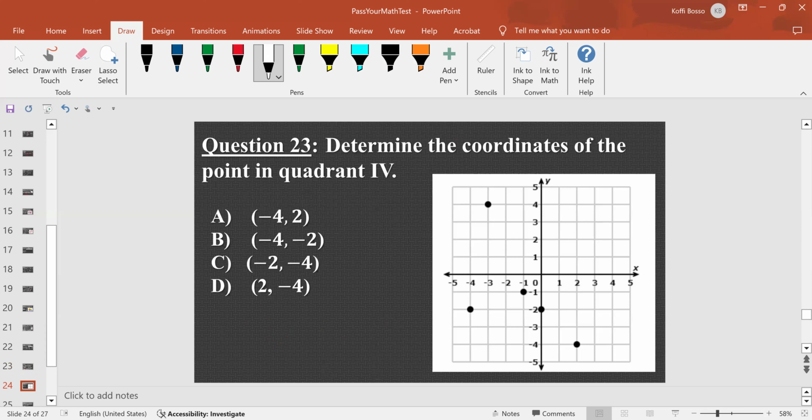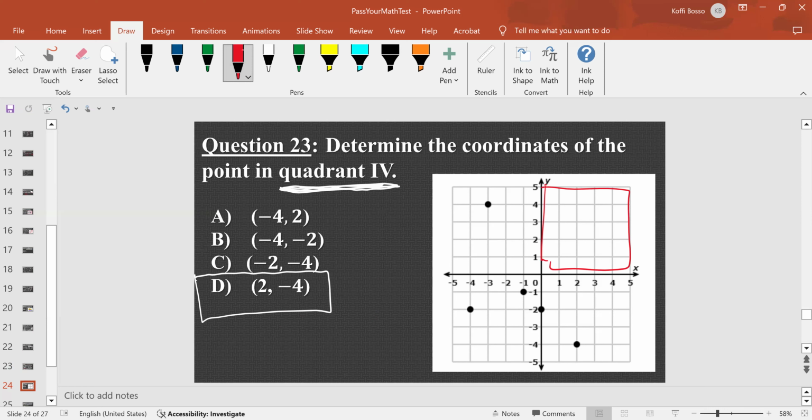Question 23. For question 23, I'll tell you that the answer is D. How? Key information: quadrant 4. What do they mean by quadrant? So you see this space here. After you have the x, y coordinate, you have 4 areas, 4 zones. So the first zone is quadrant 1, so Q1.